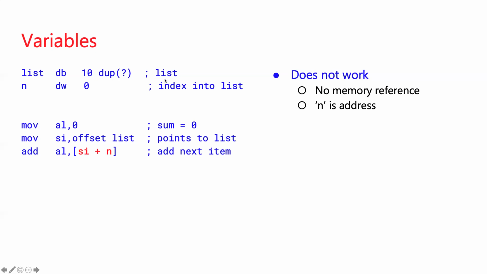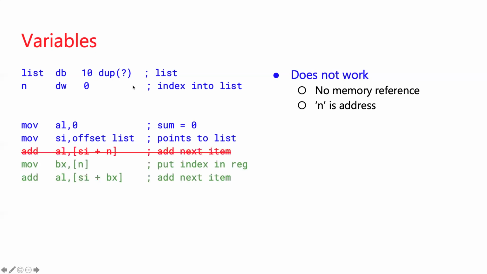What if you wanted to use N as an index into this list? That's going to take help from another register. So if you want to go get N and treat it as an index, you're going to have to copy it to a register that can do that. And that's what I'm doing here. Instead of this piece of code that doesn't work, you can say, all right, go get what's in N, copy that to BX, and then you can add BX to SI, and that works just fine.